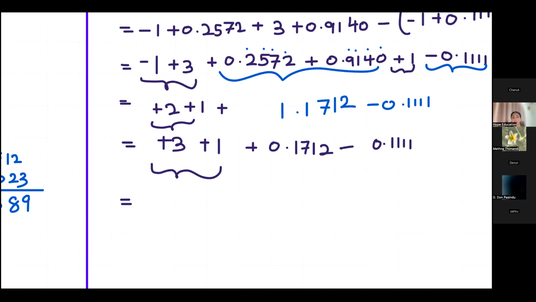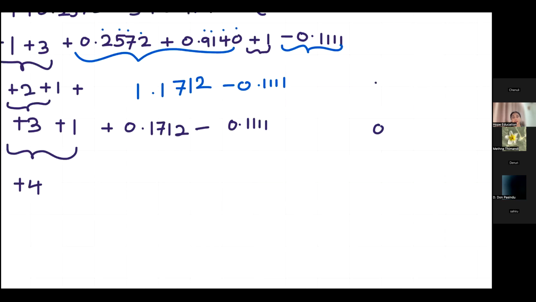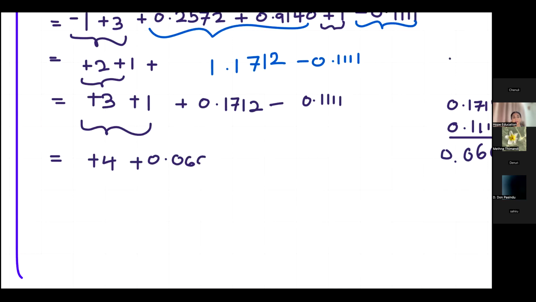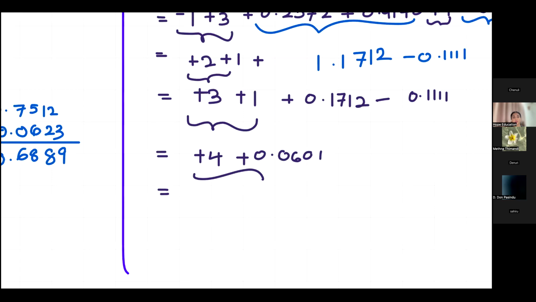+3 plus 1 is +4 here. We have to do the subtraction. 0.1712 minus 0.1111. 2 minus 1 is 1, 1 minus 1 is 0, 7 minus 1 is 6, 1 minus 1 is 0. So we have plus 0.0601. And let's just combine both. 4.0601. Okay. That wasn't very difficult.